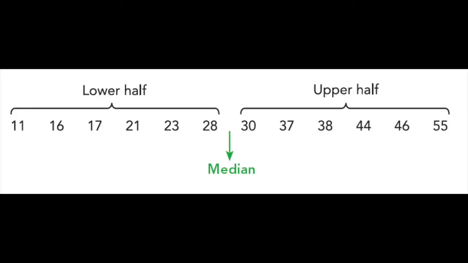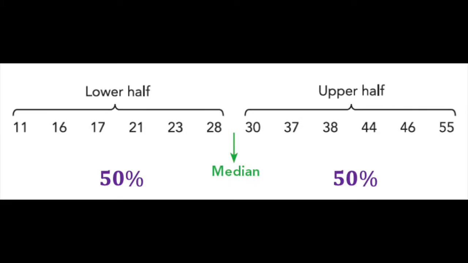Once you find your median, that splits the data in half. You have a lower half of data, and you have an upper half of data that gets split by the median. You could also look at the median as splitting the data into two 50% chunks. You have a lower 50% or an upper 50%.